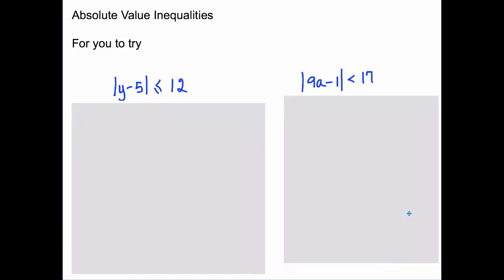Now I'd like you to try these two problems, these two inequalities. Copy them into your journal, stop the video while you solve them, make a graph, and then restart the video to check your solutions.